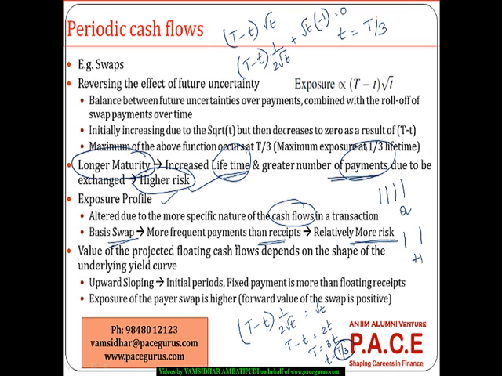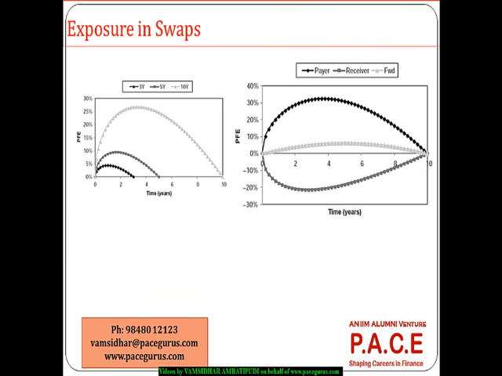And even how well I am able to project my cash flows is purely based on the shape of the yield curve. If it is upward sloping, in the initial period the fixed payments are much higher, because the floating payments are much lesser. So that will create a very heavy positive exposure for the fixed payer, because the forward value of the swap is much more positive in that case. So this is what we could see even in the diagrams.